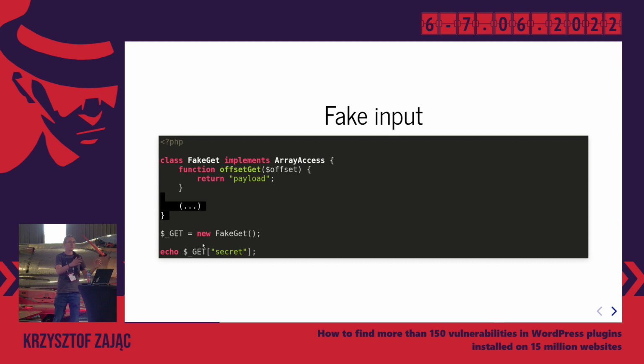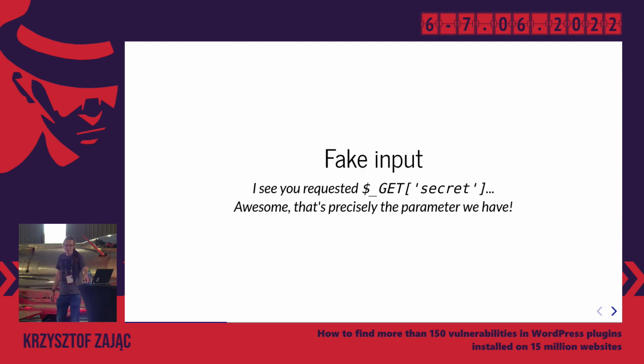So we may replace all these places from where the input is obtained by WordPress plugins with mocks. So we tell the plugin, I see you requested the secret GET parameter, and awesome, we of course have this parameter. We have all the parameters, whatever you want.